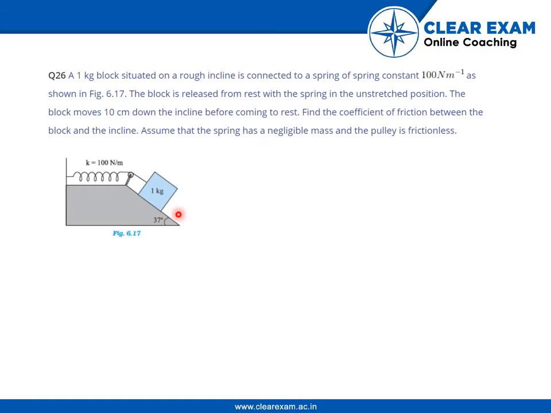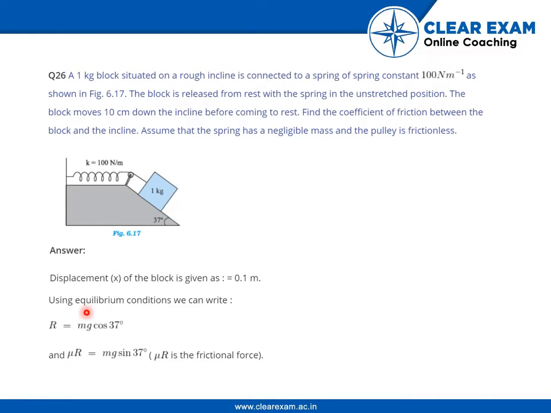The displacement of the block is given as 0.1 meter, and the reaction force R is acting in this direction, and mu R is the frictional force here. So if R is equal to the cos component, that is mg cos 37 degrees, mu R would definitely be equal to mg sine 37 degrees.